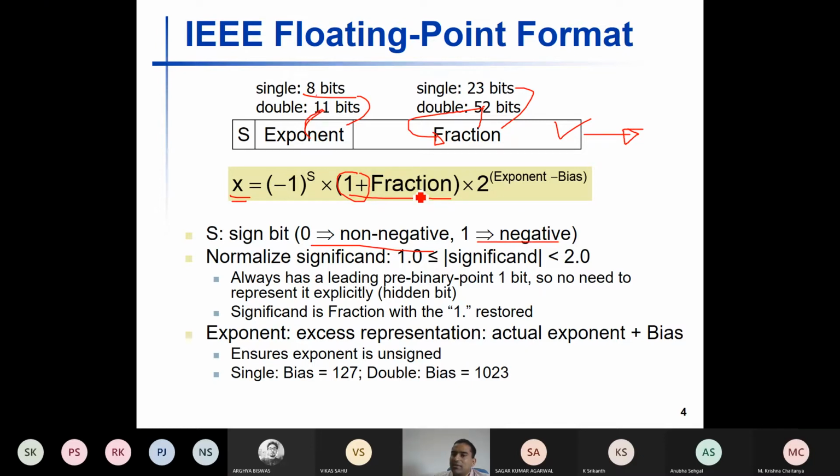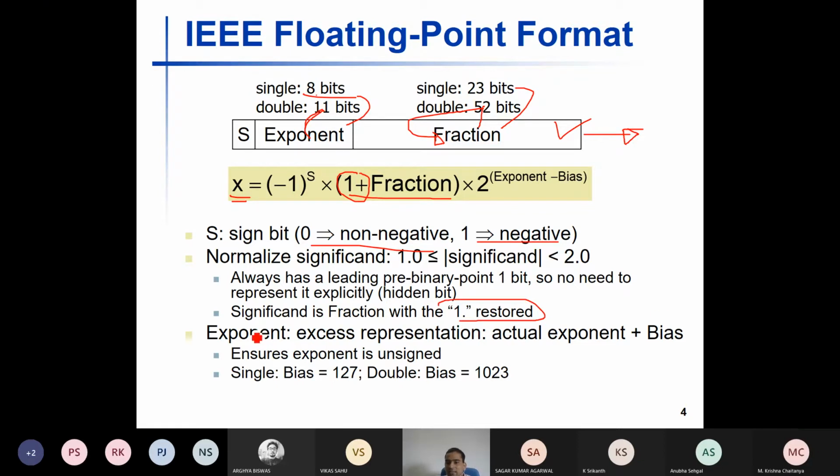And we have 1 plus fraction. That means the original number had a 1 in front of it, but we are not explicitly storing the 1. Because we always have this 1, we will not store it explicitly, because we have normalized our number to the range between 1 and 2. So our significand is the fraction with the 1 restored.